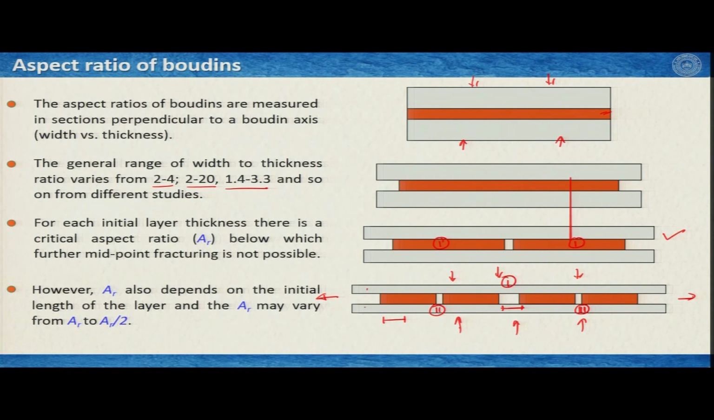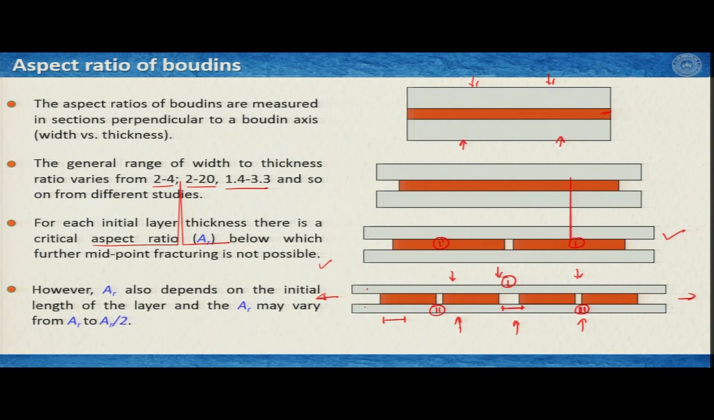Now, the question comes, what would be the final aspect ratio? The final aspect ratio, which is obtained after these processes of midpoint fracturing, is a function of its initial length, and this becomes clear if we consider an example. You can imagine that the critical aspect ratio would be 2. Now, what is the critical aspect ratio here? There is always a critical aspect ratio below which further midpoint fracturing is not possible. That means the boudinage process for that particular layer is finished for this particular deformation.